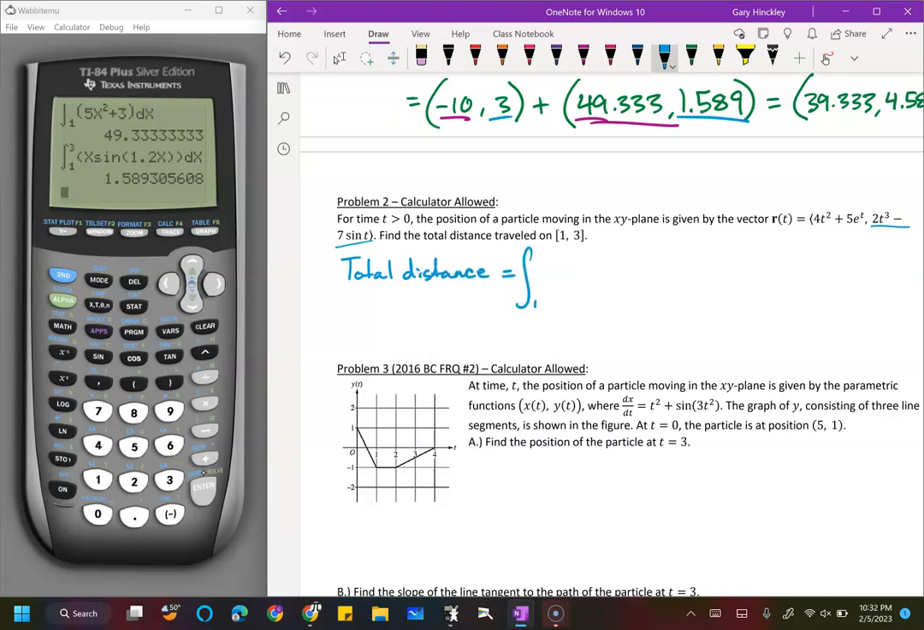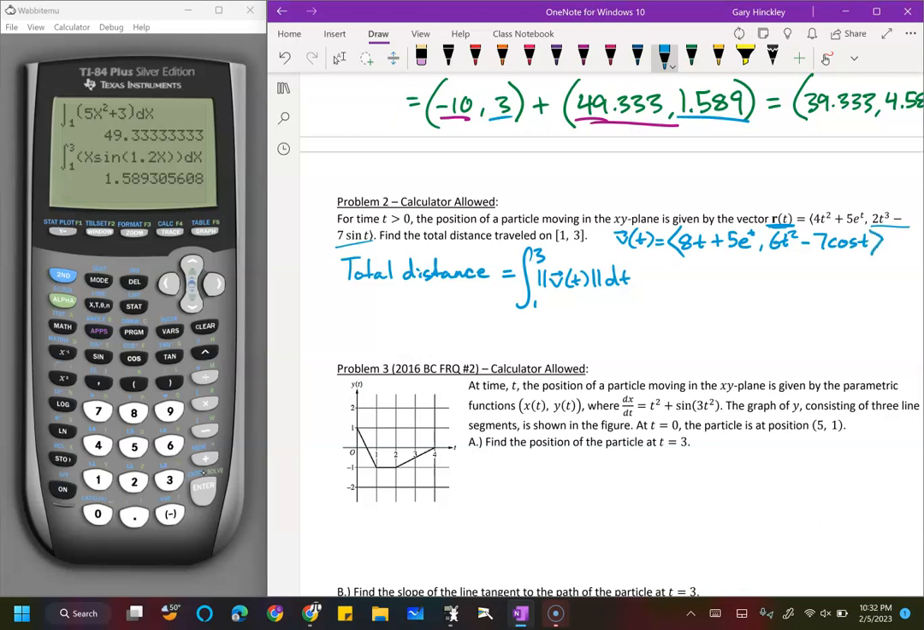It's going to be the integral from 1 to 3. And in this case, let's see, this is our position vector, right? Position vector. And so this is going to have to be the magnitude of our velocity vector. And so we're going to need to know our velocity vector. So v of t is equal to, that should be 8t plus 5te to the t, comma, 6t squared minus 7 cosine of t.